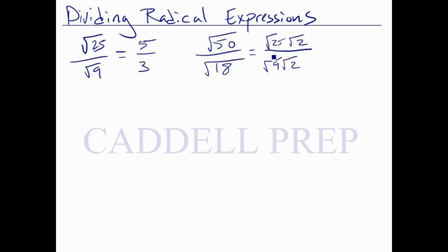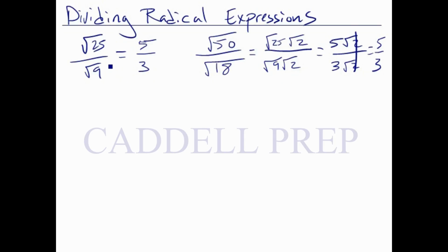Now we're going to simplify this just like we would anything else. We could reduce things, we could take the square roots of things. So the square root of 25, for example, is 5, so it's going to be 5 radical 2. The square root of 9 is 3, so this is 3 radical 2. And just like if we had 5x over 3x, the x's would cancel out. In this case, 5 radical 2 over 3 radical 2, the radical 2's cancel out. So again, we're left with 5/3.